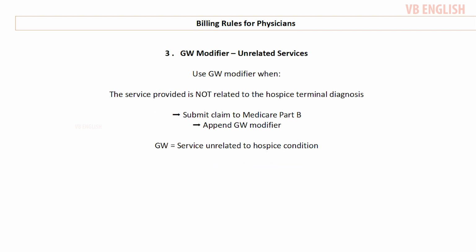3. GW modifier, unrelated services. Use the GW modifier when the service provided is not related to the hospice terminal diagnosis. Submit the claim to Medicare Part B. Append the GW modifier. GW equals service unrelated to hospice condition.